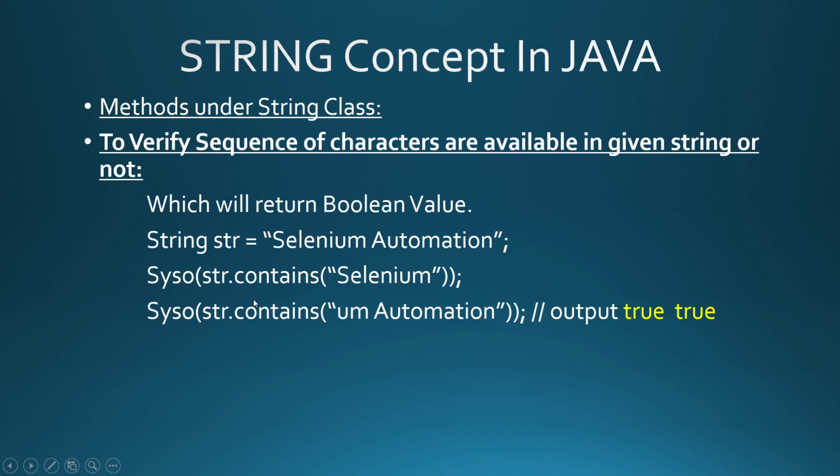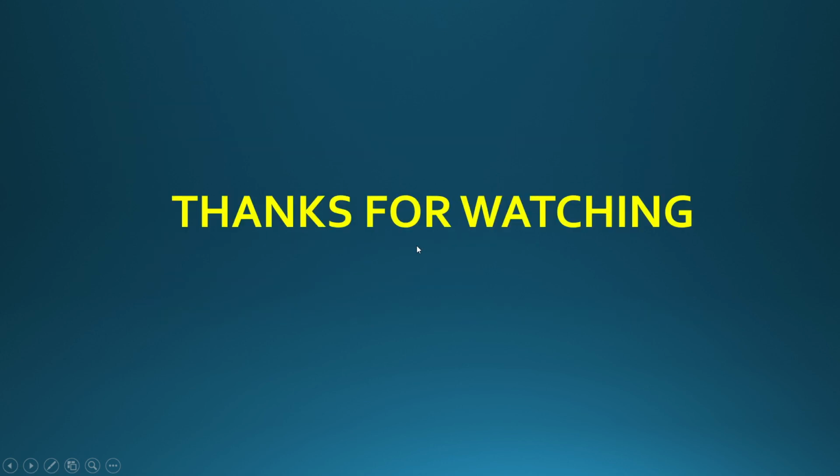In the same way, I am going to do one more validation with the contains method on the given string, that is automation. So I am going to check whether my string is available in the initialized string, that is selenium automation. If I compare here, it will give you true, because automation is available in that particular string. Okay, so this is all about the string concept in Java.